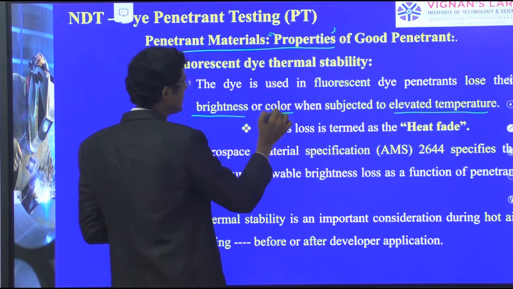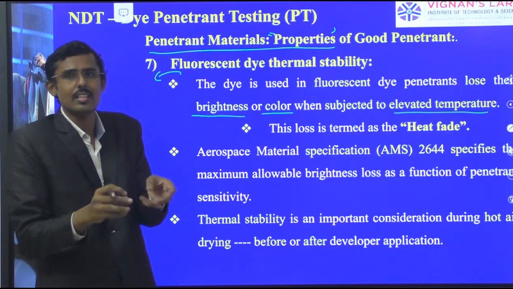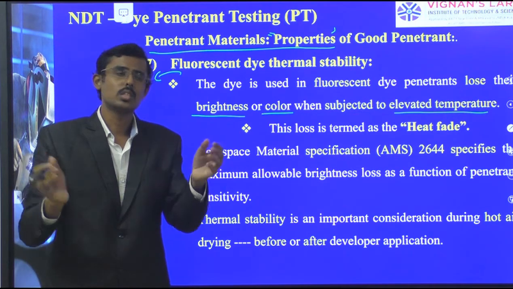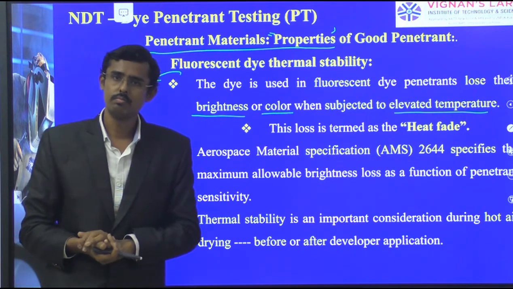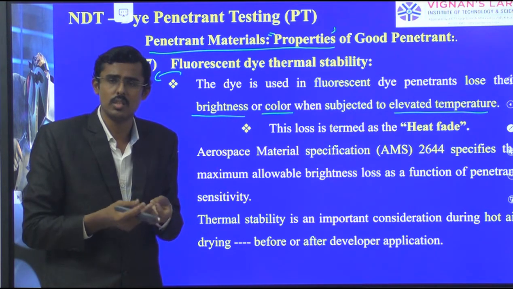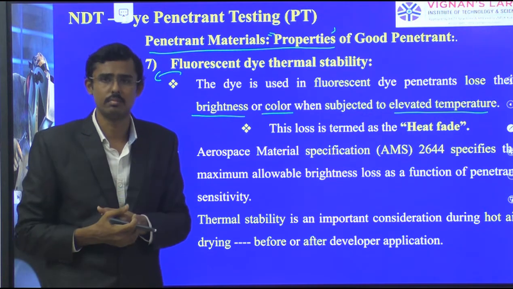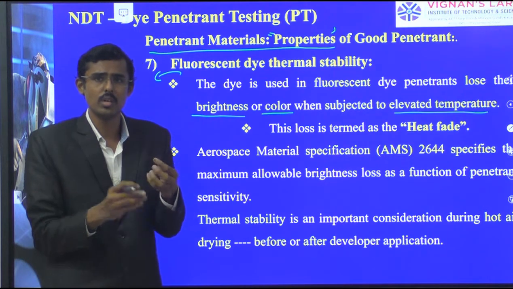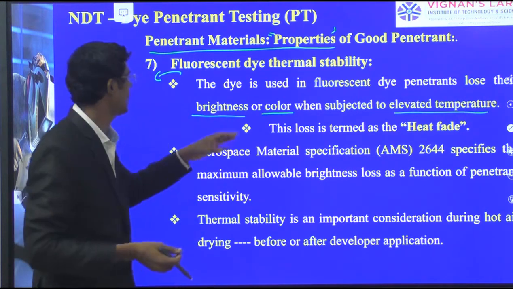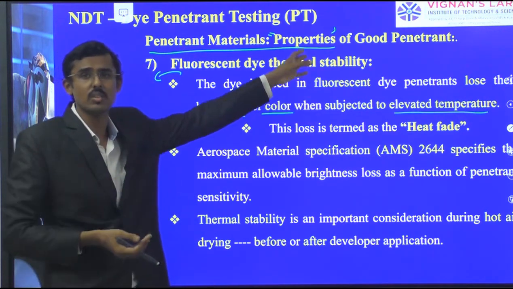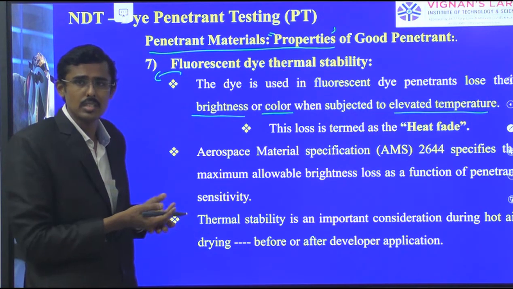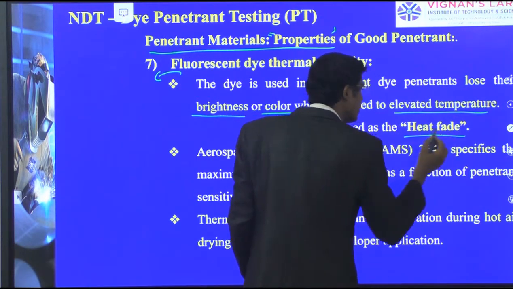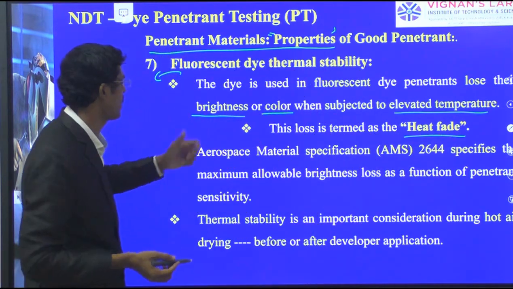If the color changes from red to another color, the contrast also goes out. If the contrast is lost, it is not useful, because the basic principle of dye penetrant inspection is a contrast method. White color developer, red color penetrant liquid comes out, absorbs, and we look at it there. If the color goes due to insufficient thermal stability, the visibility is spoiled. So this loss is termed heat fade. Due to heat, it fades out its color and brightness.